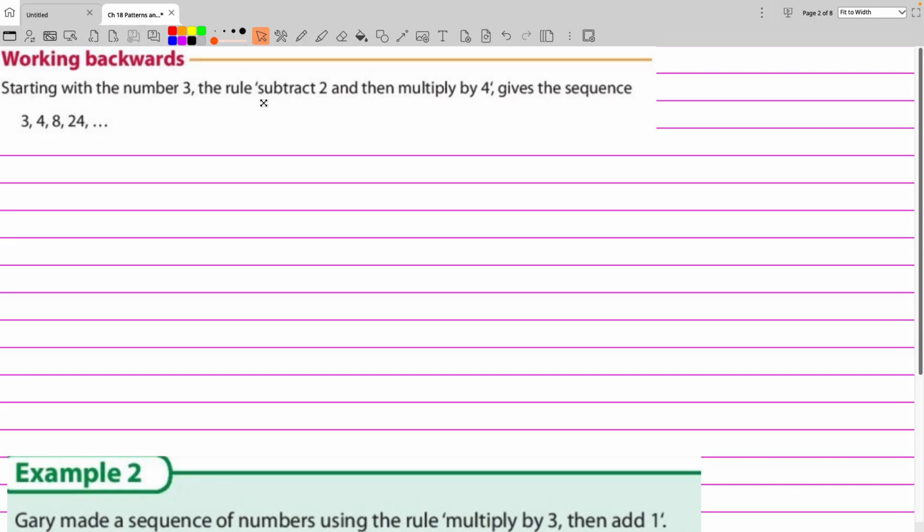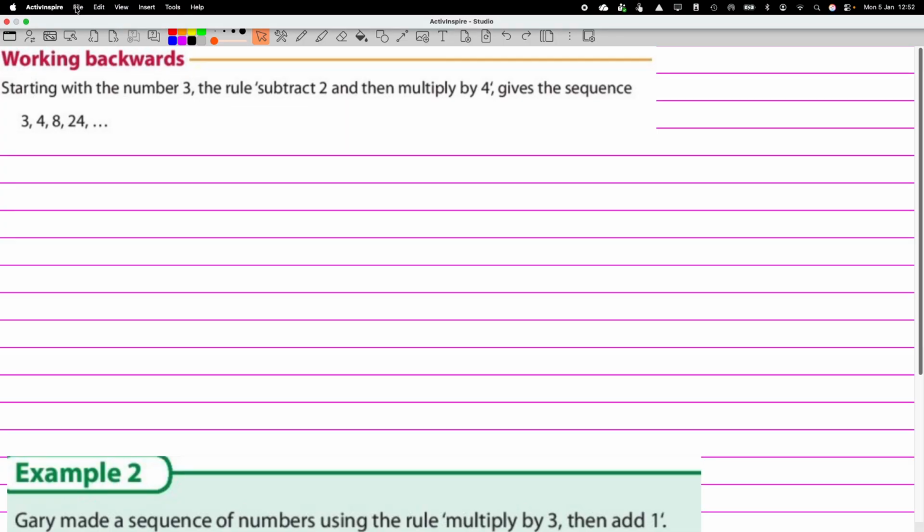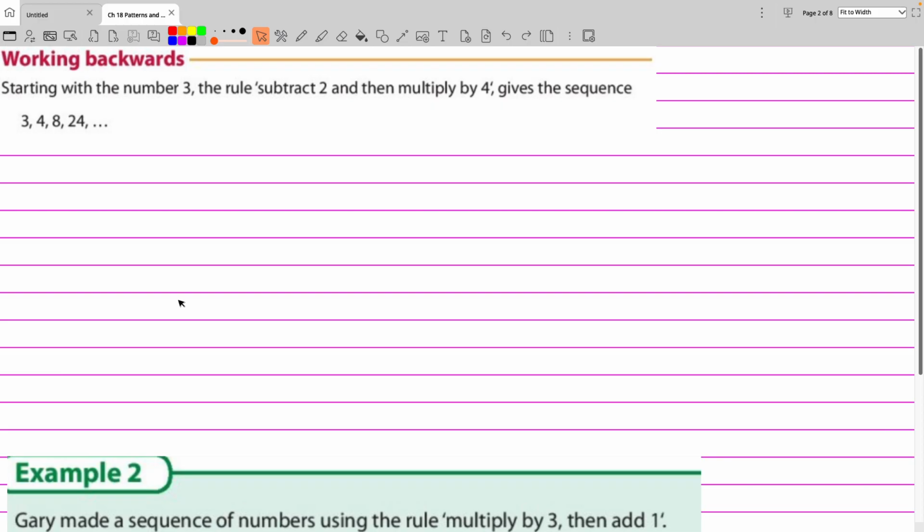Starting with the number 3, comma, the rule subtract 2 and then multiply by 4 gives the sequence. Now, I haven't written down any questions. So what I need you to do is write down that statement, those numbers, and then we're going to explore the mathematics for higher level. And then when we've explored the mathematics for higher level, I'm going to give you examples of the sort of questions you're going to get.